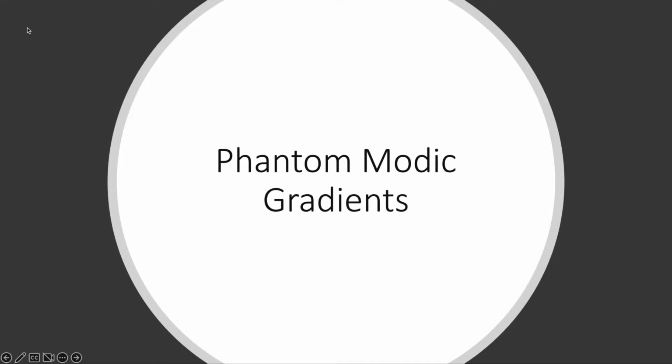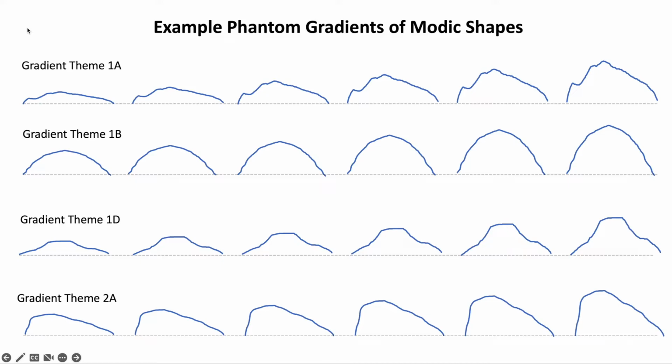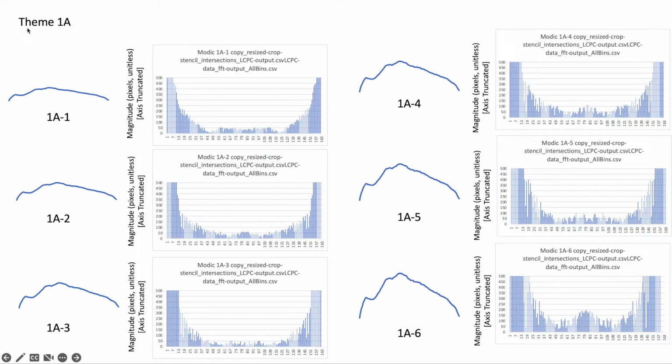We next created phantom modic gradients to show the precision with which we can measure shape changes along a continuum. Here are some examples of the shape gradients that we created. They go from shallow lesions on the left to progressively deeper lesions on the right. Focusing our attention on theme 1A, this is how the LCPC transform sees each shape. Based on these frequency plots, multiple indices can be created to track the progression. For simplicity, let's just focus on bins 12 through 20.